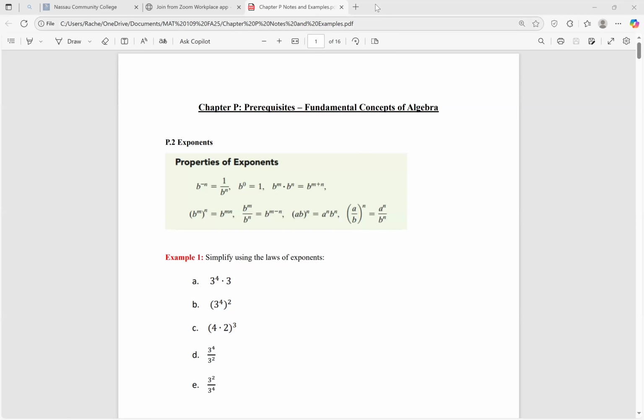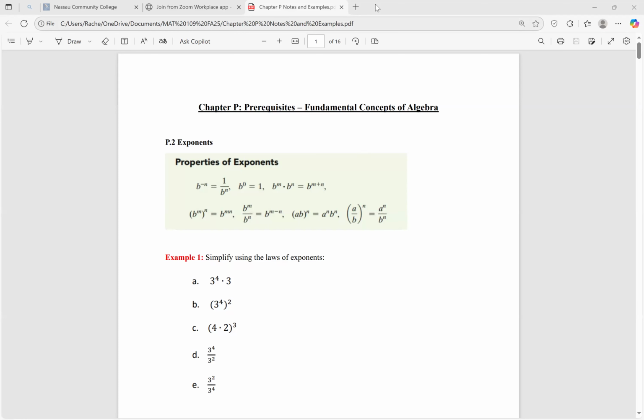In this lecture, we're going to start Chapter P, Prerequisites, Fundamental Concepts of Algebra. And we're going to start with section P2, which is going to cover exponents. Some of this will be a review. The first portion of this, we're going to cover properties of exponents.